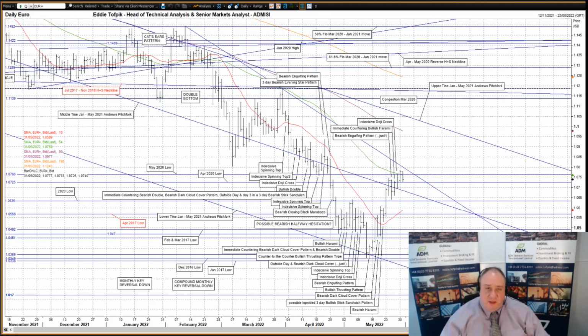I'll start with the euro against the dollar. A bullish white soldier yesterday as the market restarted its recent rise, but in a more considered fashion. This was because over the last week and a bit, the market had punched up and closed over some considerable resistances. Most recently, the declining middle time, currently at 106.85, or the well-highlighted January to May 2021 bearish Andrews pitchfork, and the April 2020 low at 107.25.